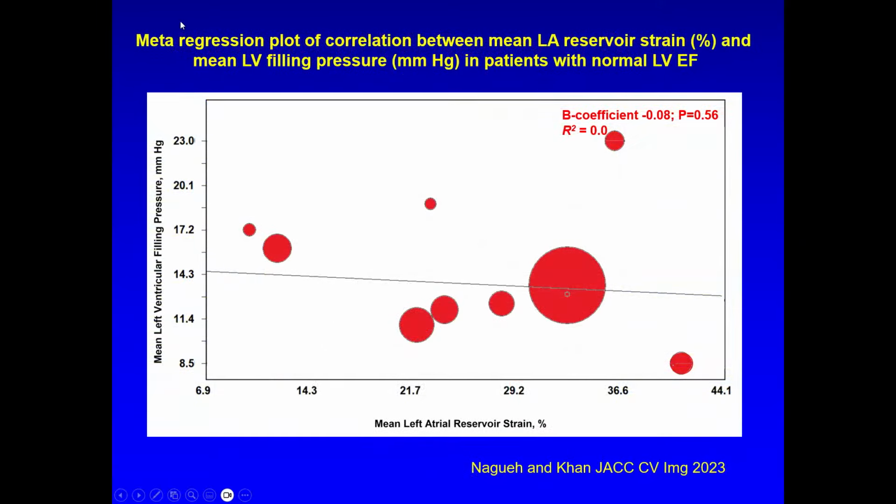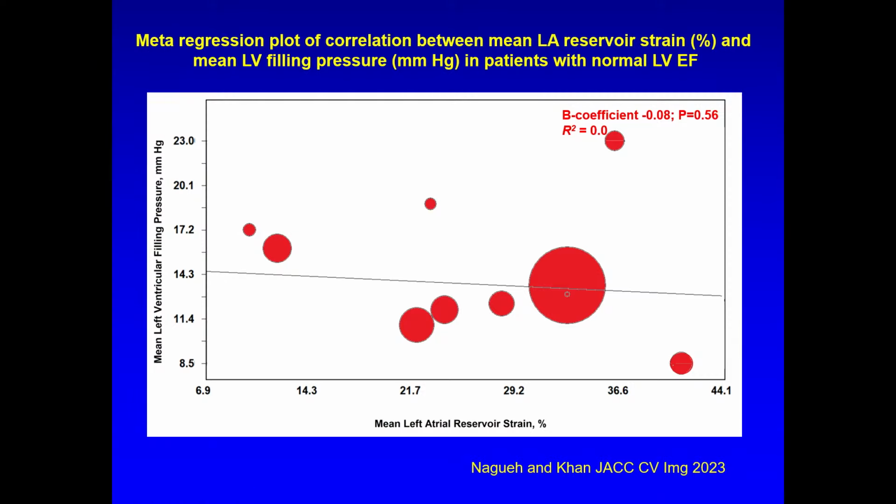This is a meta-regression plot done with Dr. Khan when he was with us. It shows the relation between mean left ventricular filling pressure and left atrial reservoir strain across different studies. The size of the dot relates to how many patients are present. And you can see that this is not a particularly good performance for strain.